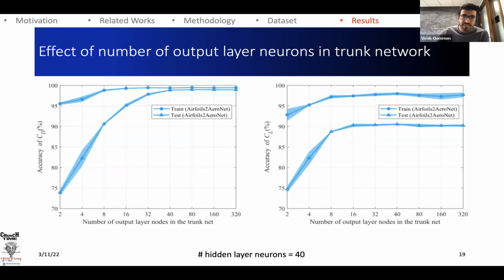In the next experiment, they try to understand the effect of the latent dimension of the DeepONet. So they vary the number of neurons in the output layer of the trunk net. And we see there is a sharp increase in performance on increasing the latent dimension of the DeepONet. This is expected because now it has better representation capacity, since more basis functions are used for predicting the coefficient of drag and coefficient of lift. The number of hidden layer neurons is fixed to 40.